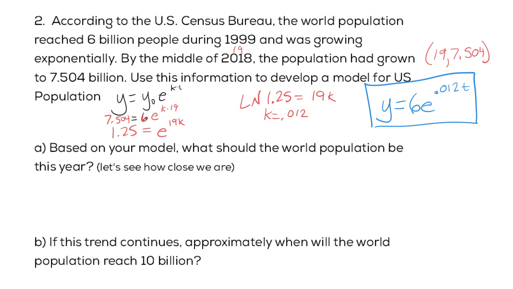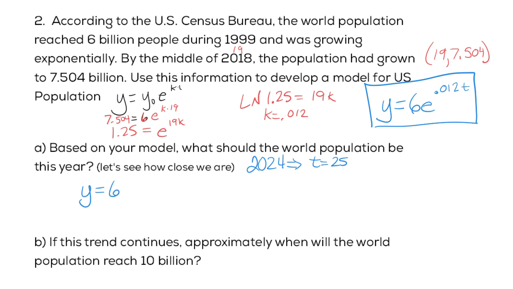Now, based on the model, what should the world population be this year? Okay, so it depends on when you're watching this video, I guess. I'm going to say it is 2024 for this particular scenario. So 2024 would actually be 25 years after 1999. So in 2024, that's the equivalent of letting t equal 25. So I'm going to use my model and determine what the population should be.